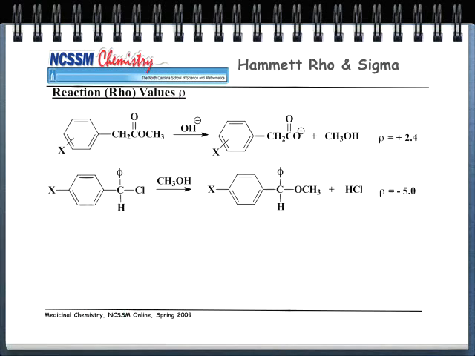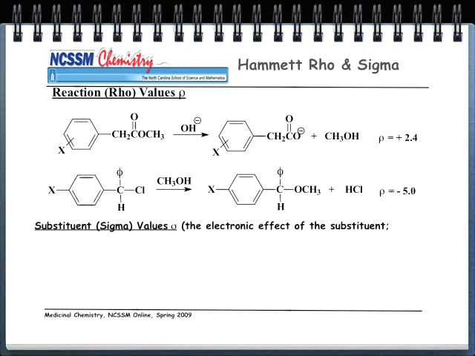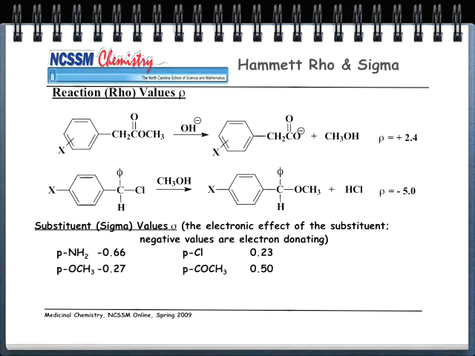Okay, so basically what Hammett did is he came up with all of these values and published them, so what these substituents would be and how much they're worth. He came up with what's called a sigma value, which is the electronic effect of the substituent. Negative values are electron donating. Positive values are obviously going to be electron withdrawing. So negative sigma values are electron donating. Positive values are electron withdrawing.